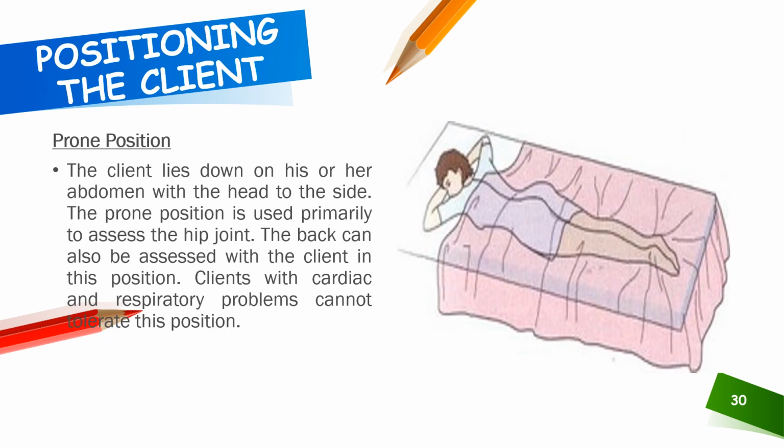Then we have the prone position. The client lies down on his or her abdomen with the head to the side. The prone position is used primarily to assess the hip joint. The back can also be assessed with the client in this position. Patients with cardiac and respiratory problems cannot tolerate this position.